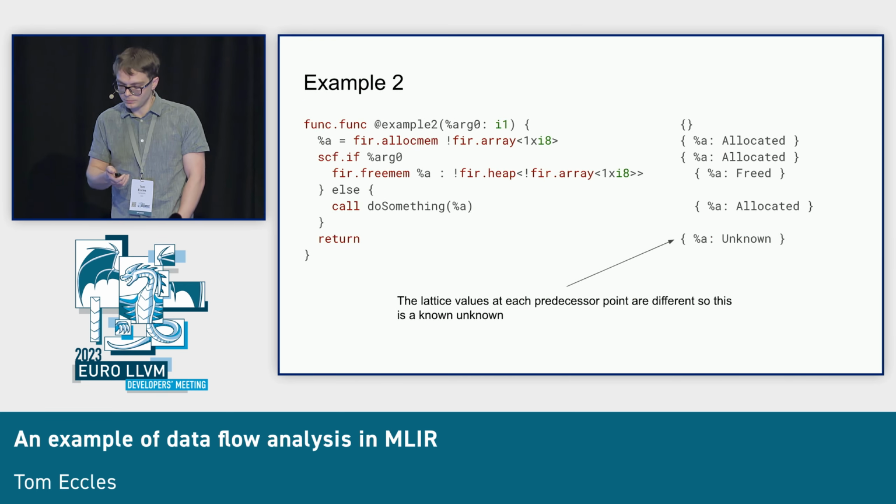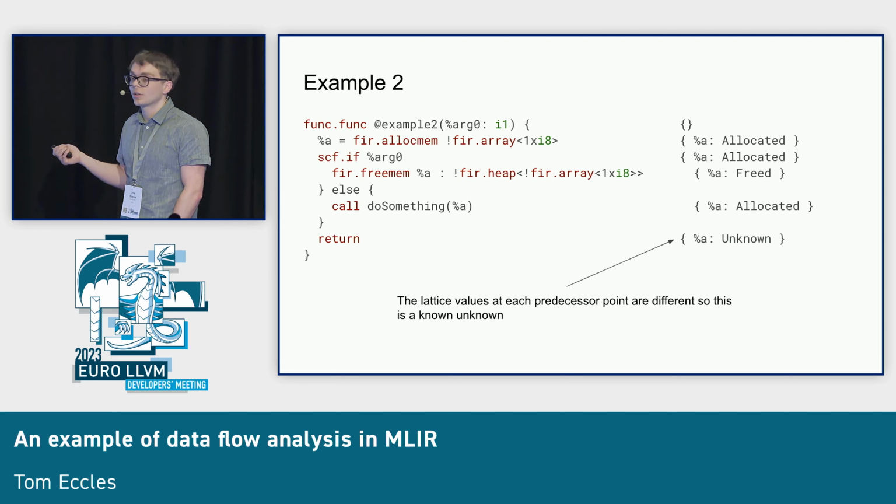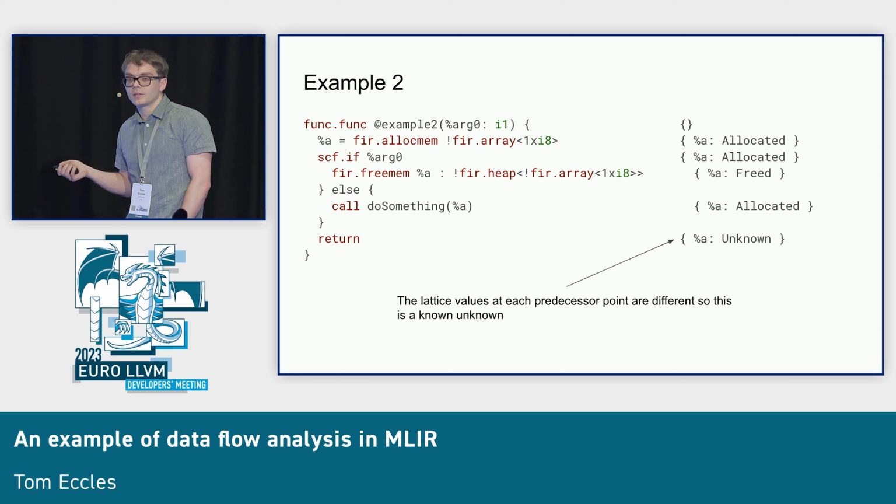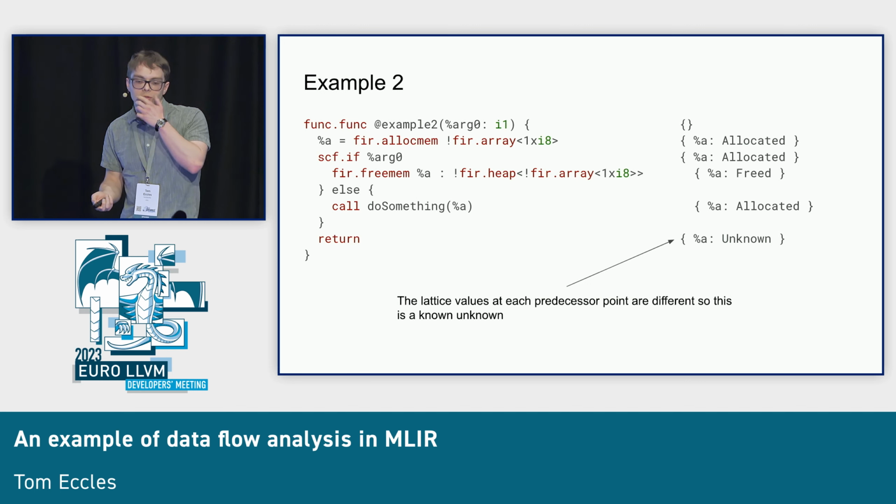Here's a simpler example. At the start of the function, we know nothing, so there's no state, there's no points in the lattice. Then, after the array has been allocated, we say %a is allocated, and then we have this if statement, and on one branch of the if statement, it's freed, but on the other branch of the if statement, we call some other subroutine. We don't know what that subroutine does, so we're going to just assume that the pointer stays at the previous value that it had.